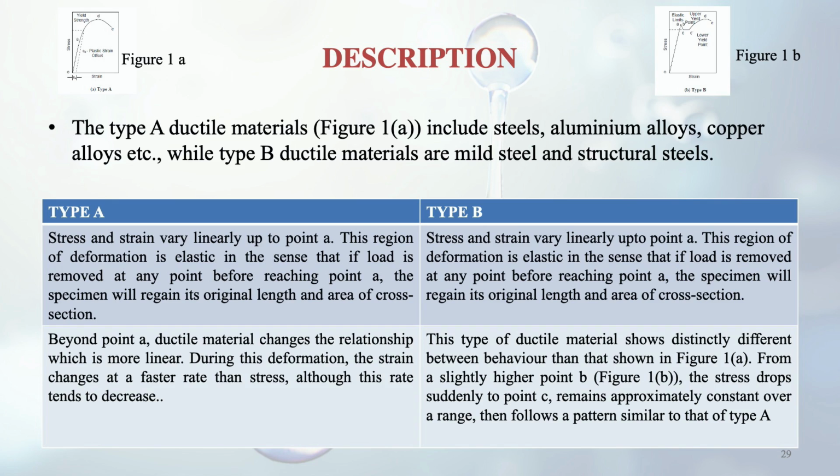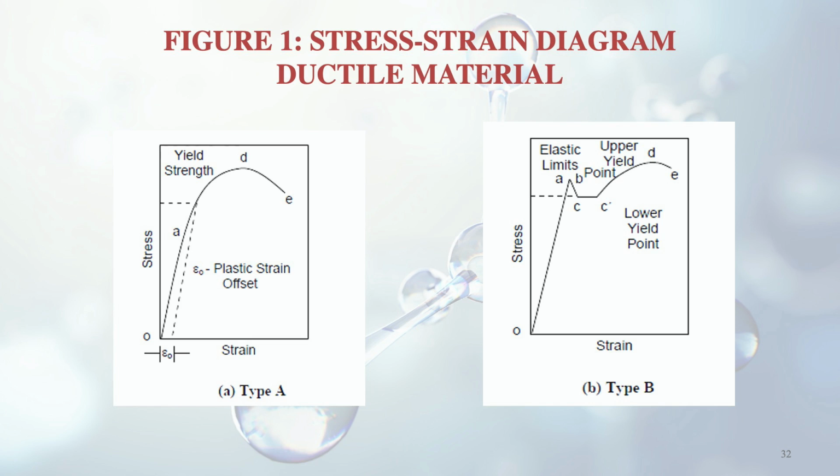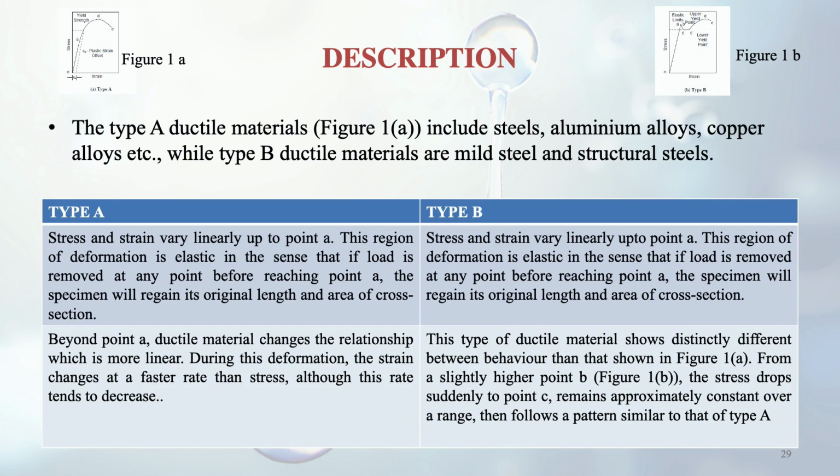And for type B material, now the difference comes in. We can see that in case of type B, the stress drops suddenly to a certain point C in the figure, remains approximately constant over a certain range, and then follows a pattern similar to that of type A. So this is a little difference between type B and type A ductile materials.